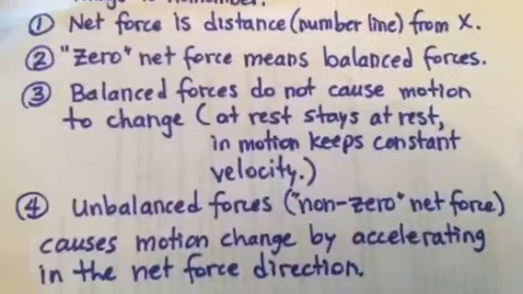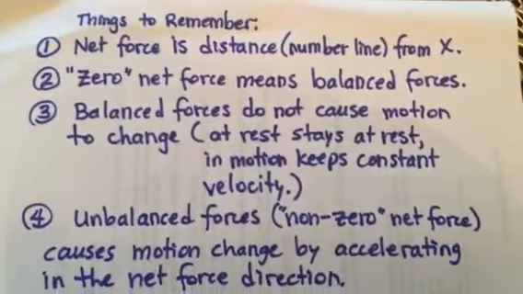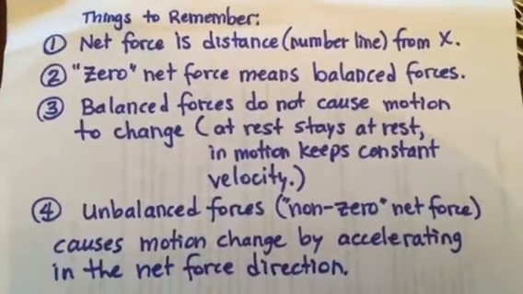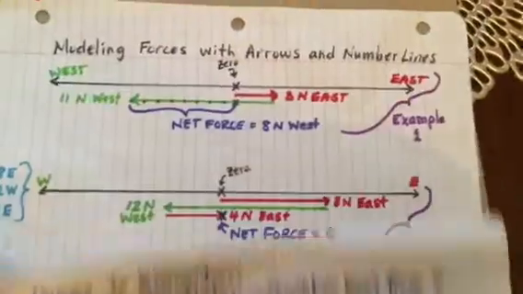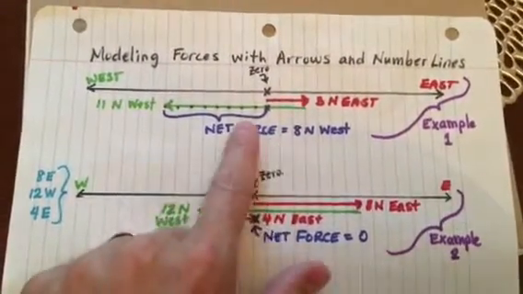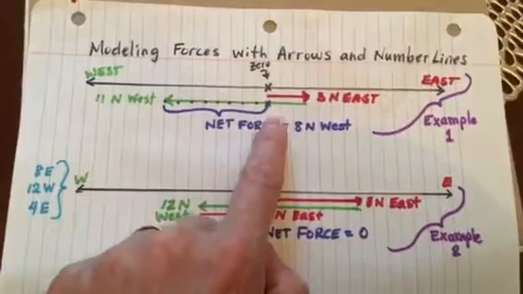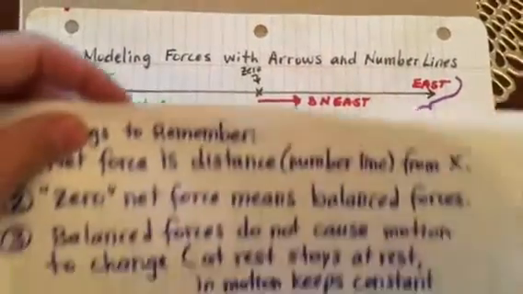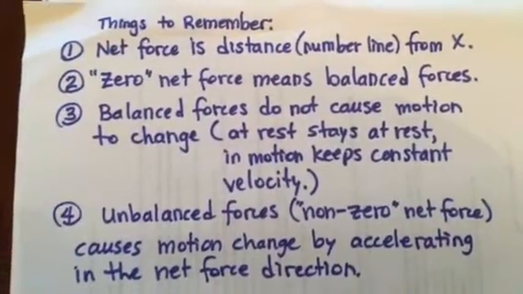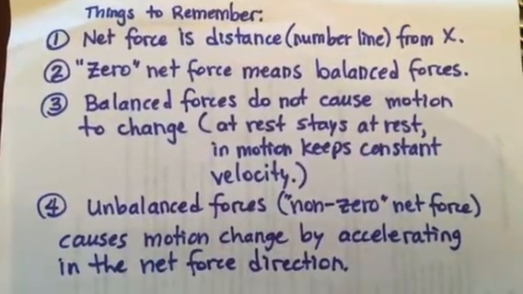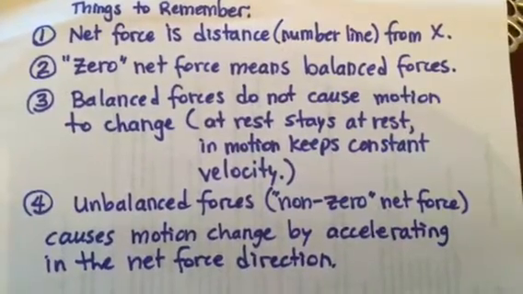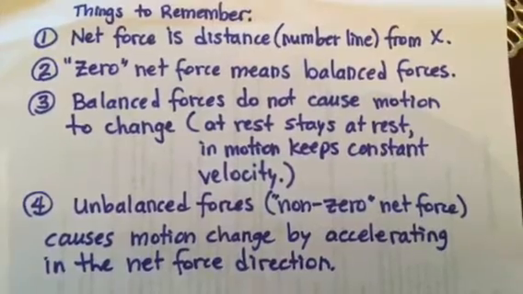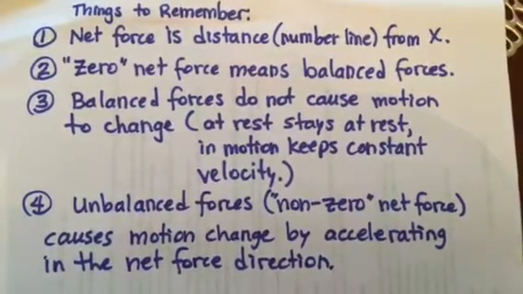Well, here are some things to remember. First of all, net force is the distance on the number line from X, or from your starting place. So we showed that here. The net force was 8 newtons to the west of the starting place, and here the net force was 0 newtons from the starting place when you finished. Second, 0 net force means the forces are balanced. That seems self-explanatory, so I'm not going to say anything further about it. It just means that all the forces cancel each other out totally.